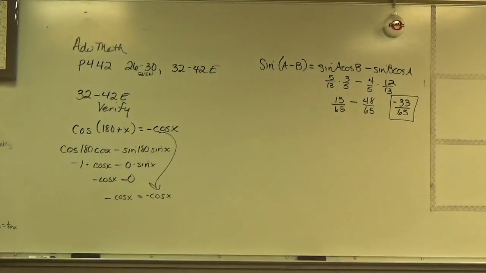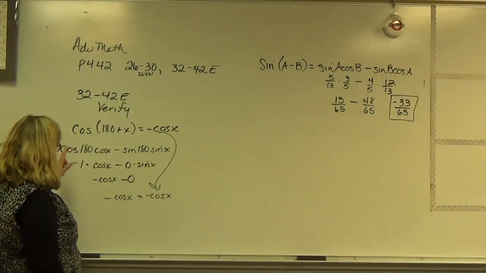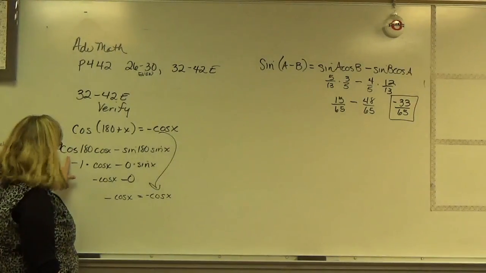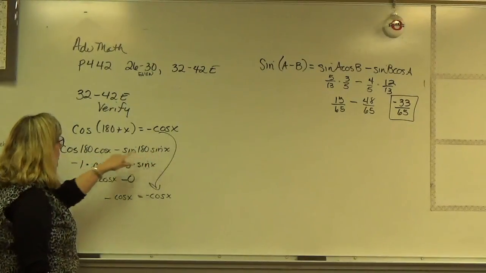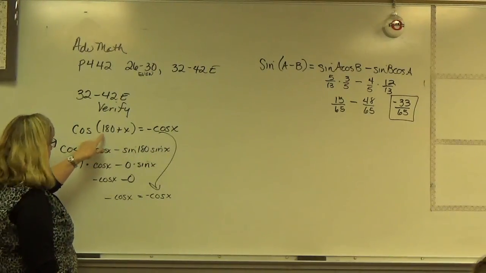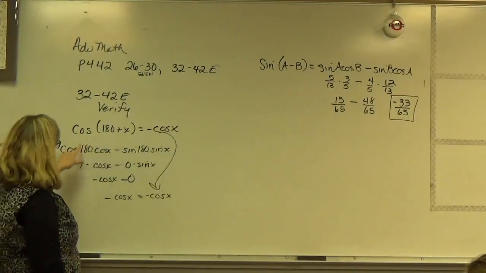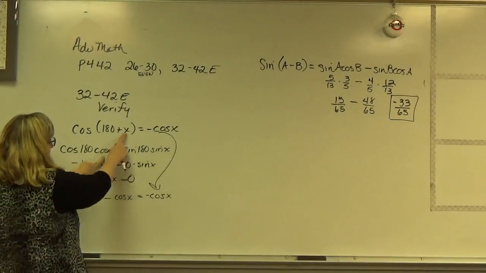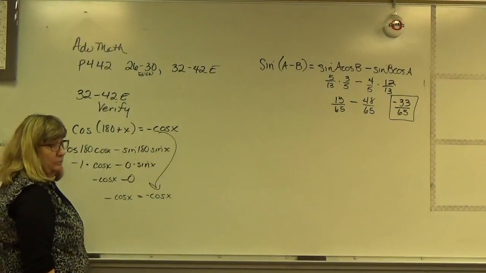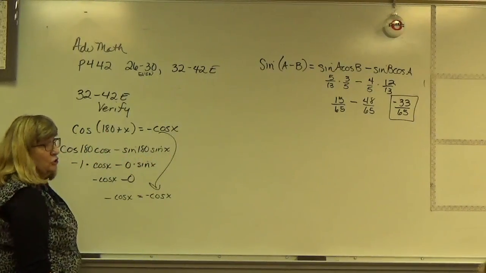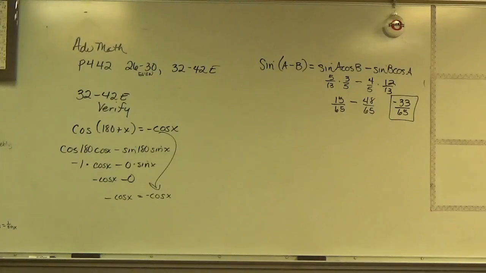Look at the second line, how did we get that? Okay, you looked on your chart, what's the cosine of 180? Right. No, like, how did we get that written out? Use your formula. It's the cosine of A plus B, so it's cosine of the first one, cosine of the second one, minus sine of the first one, sine of the second one. You're just using your formula. Okay, got that?